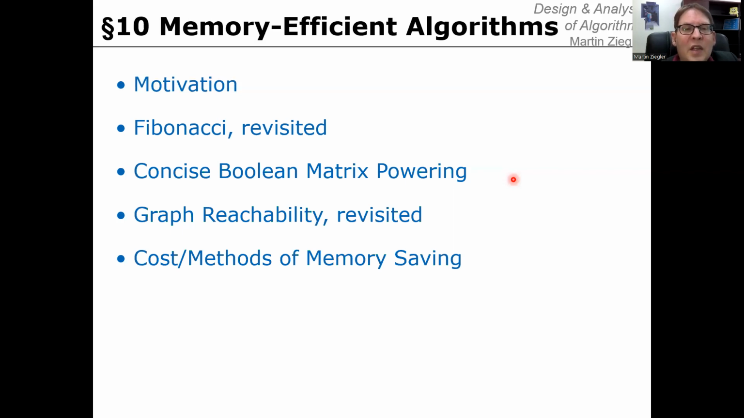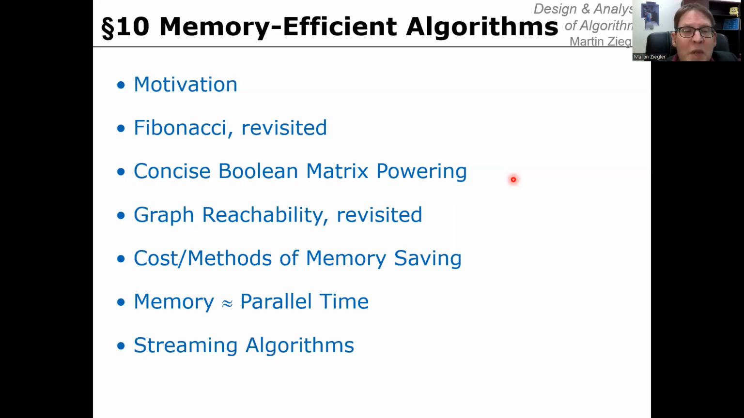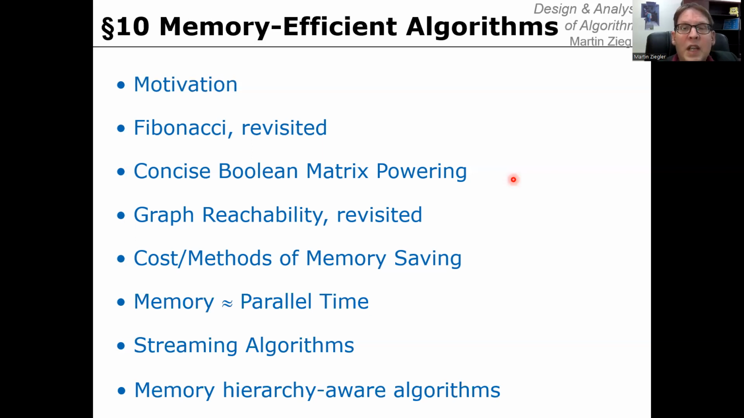And on the other hand, we devise general methods for saving memory. We see that memory efficiency is surprisingly closely connected to efficient parallelizability. We also talk about streaming algorithms, and we talk about algorithms that use and are aware of the memory hierarchy. So that's all 10 chapters of this course.